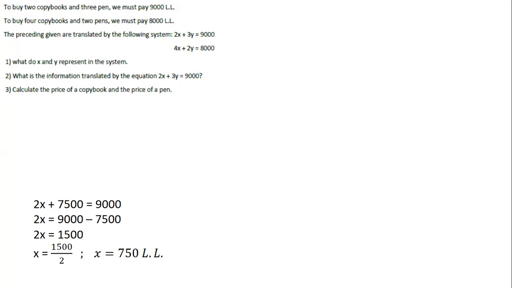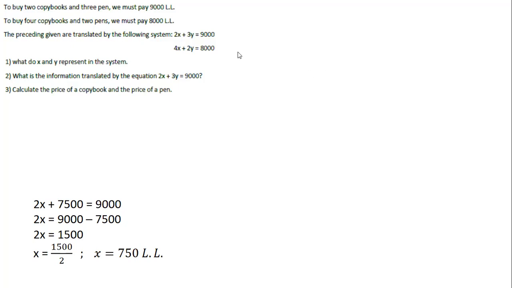To buy 2 copybooks and 3 pens, we must pay 9,000 Lebanese liras. To buy 4 copybooks and 2 pens, we must pay 8,000 Lebanese liras. The preceding data given are translated by the following system. 2x plus 3y is equal to 9,000. 4x plus 2y is equal to 8,000. Question 1. What do x and y represent in the system?